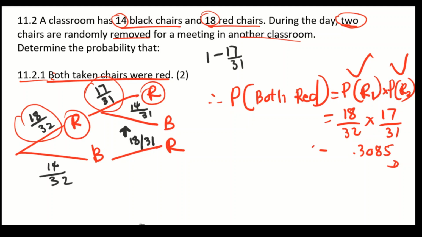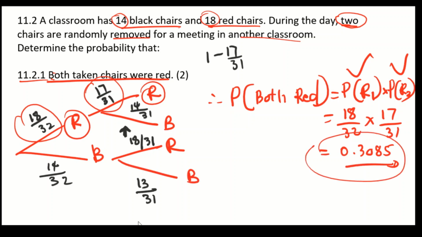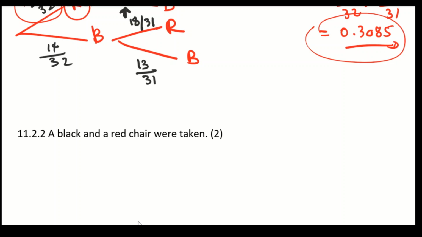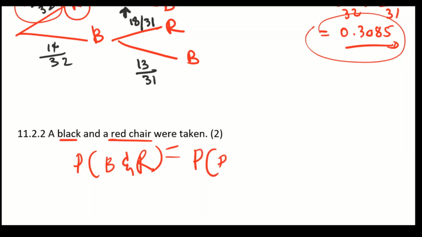Let me just not remove the tree diagram. It might help us on the follow-up question. So the second question says that we should determine the probability of taking a black and a red chair, right? So you're taking a black and a red chair now. So what's the probability? Probability of taking a black and a red, right? Which is the probability of black multiplied by the probability of red. It's just as simple as that.